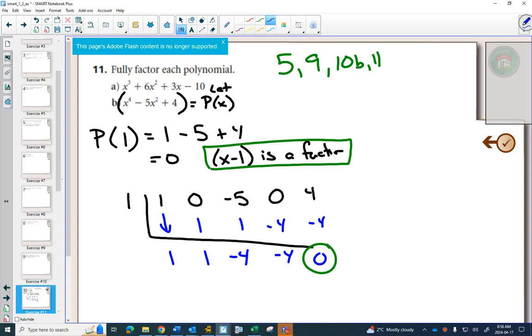So we can write our division statement. Now it's important when you write your division statement, it is an equation. So we write P of x equals, we divide it by x minus 1. And this is our answer.